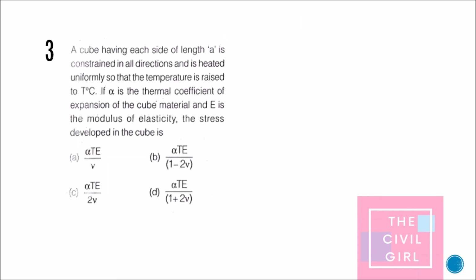Next question: a cube having a side length A, so this is my cube, constrained in all directions and heated uniformly so that the temperature is raised to T degree centigrade. If alpha is the thermal coefficient of expansion of the cube material and E is the modulus of elasticity, the stress developed in the cube is what?